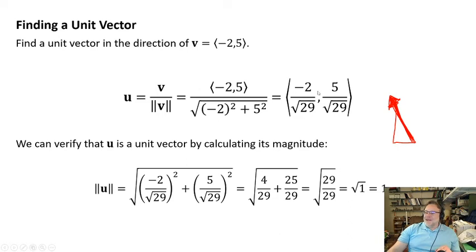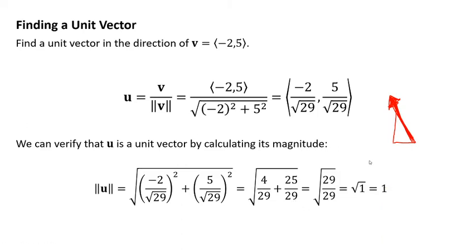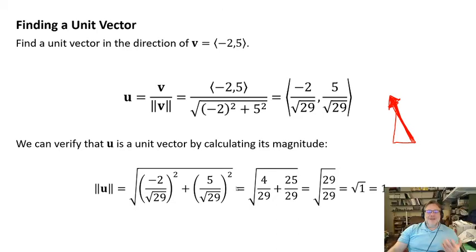So here are its components. Let's square those 2 components and then take the square root of that after we add them. The square of this is going to be 4 29ths. The square of this is going to be 25 29ths. We're getting warm. That's going to be 29 29ths here. That becomes the square root of 1, which is just 1. It does indeed have a magnitude of just 1. This is indeed a unit vector.